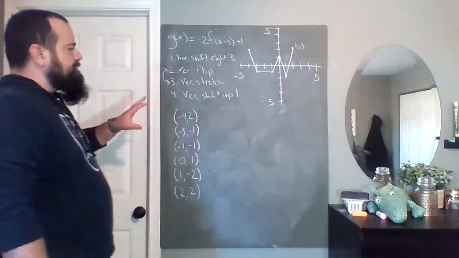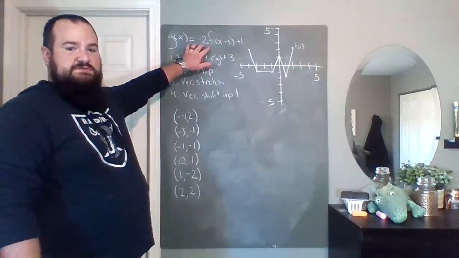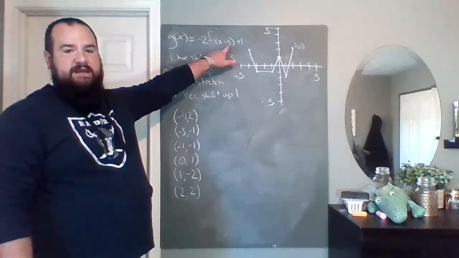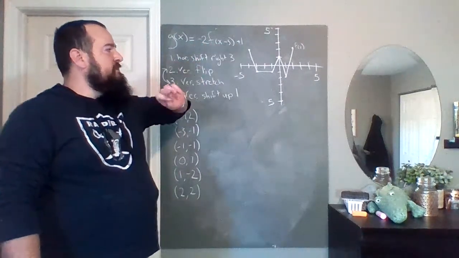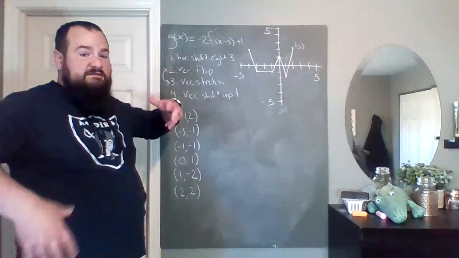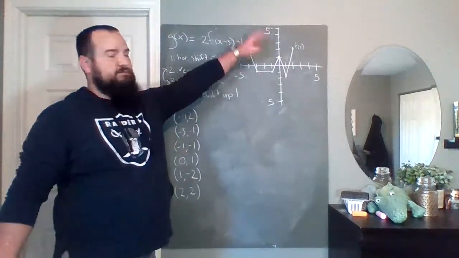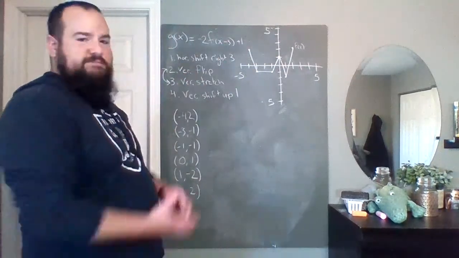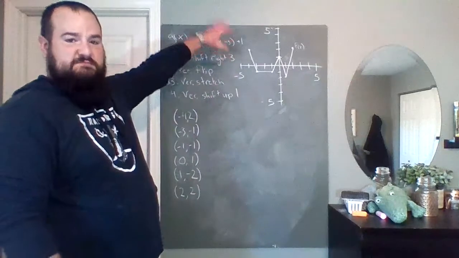Now, when we look at our equation here, g of x is equal to negative 2 f of (x minus 3) plus 1. Now, you may be like, negative 2 again, right? The reason I'm doing that is just because I only want to go from negative 5 to 5. I don't want to really make our graph huge. If I make it more than doubling, it gets really big really quick.